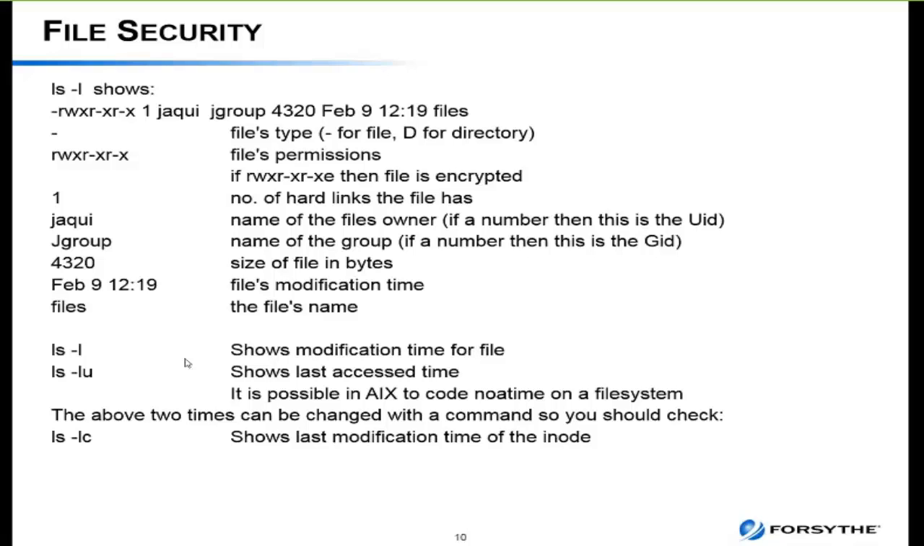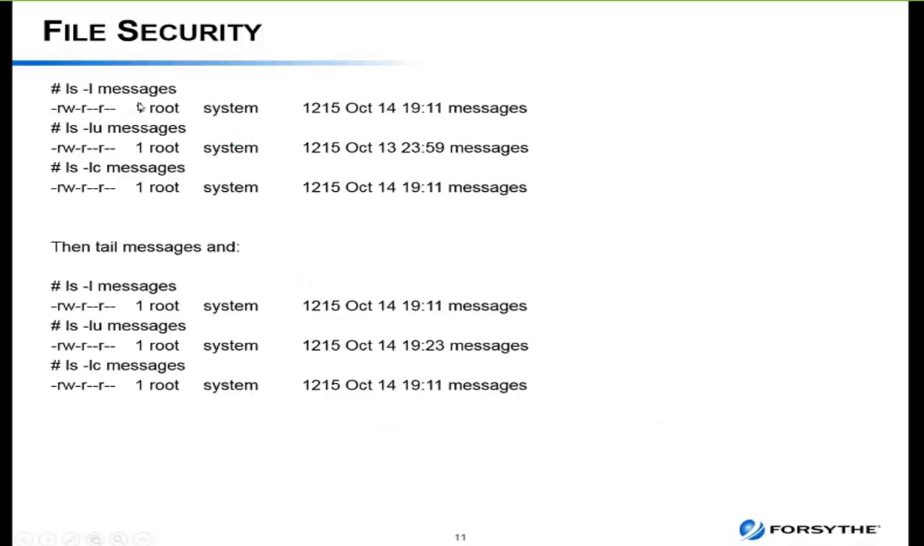Also, if anybody breaks into your system, one of the things they will do is replace commands like ls. And they can also do things like change your modification time and change your last access time. What they can't change is the last modification time of the inode. So if you're not certain that something is safe, you can always do the ls -lc and check the last modification time of the inode for the file. And that way, if it doesn't match the modification time for the file, there's a possibility you may have a problem.